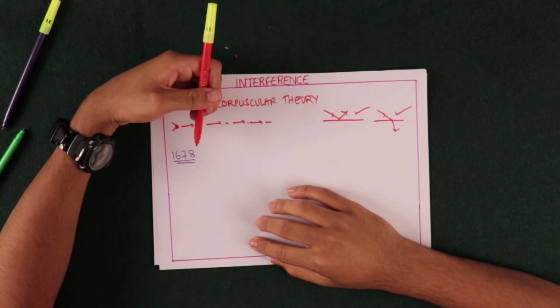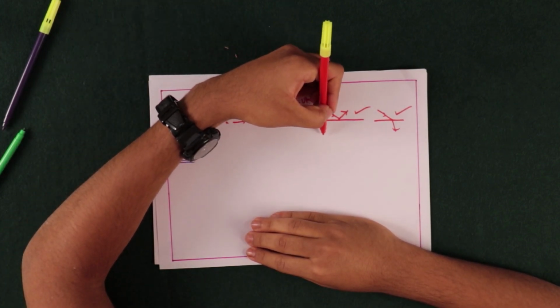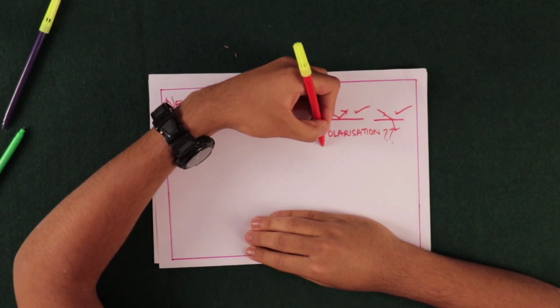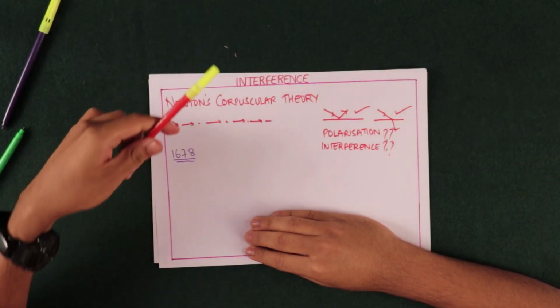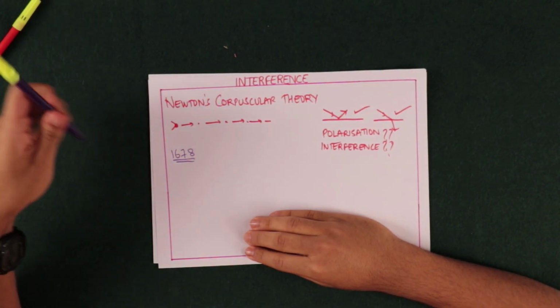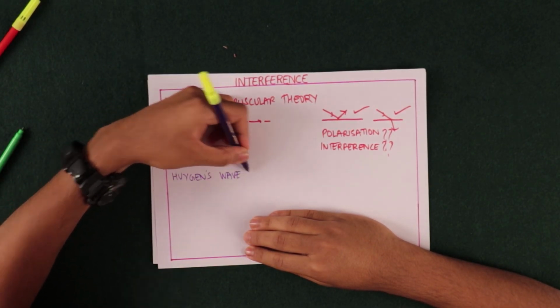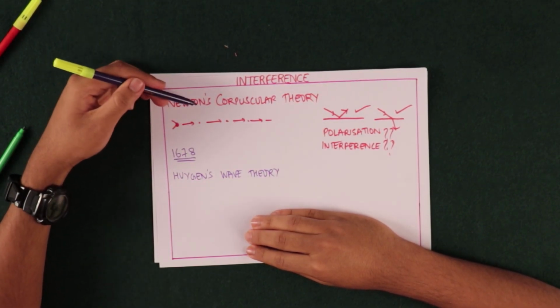However, around 1678, several new phenomena were observed, such as polarization and interference. Newton's theory could not explain these observations. However, Huygens wave theory was proposed as an alternative to this theory around this time.